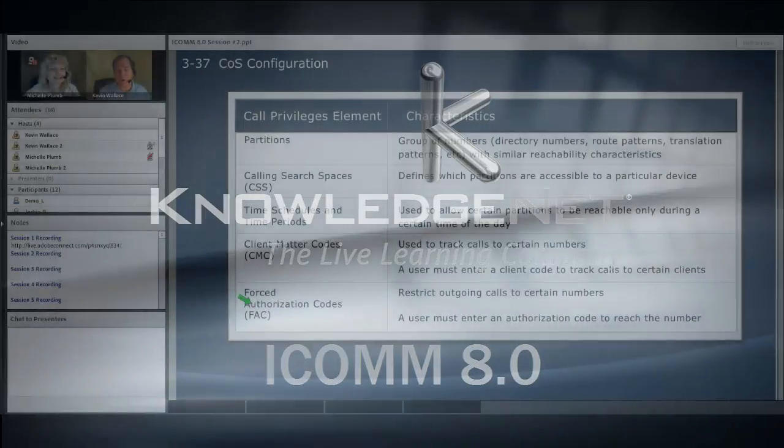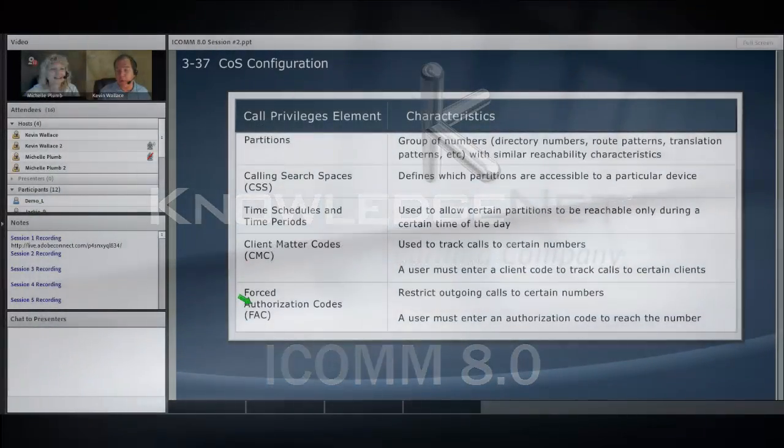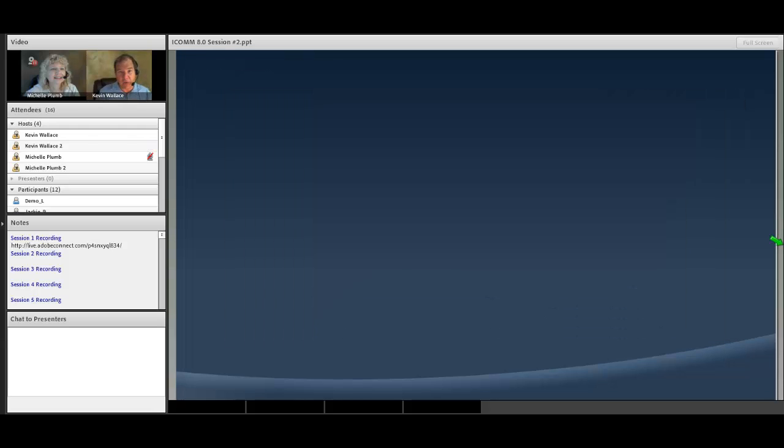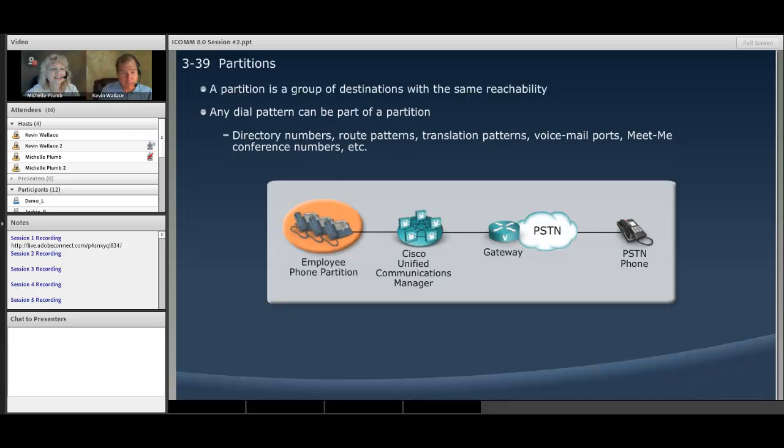I would be all over campus working on network issues or phone issues, and oftentimes I would find myself in a place where I needed to call a vendor about a question, but the phone at my location could not call long distance. It would have been really handy to have a forced authorization code that would have allowed me to make that call by authenticating myself using a certain number.